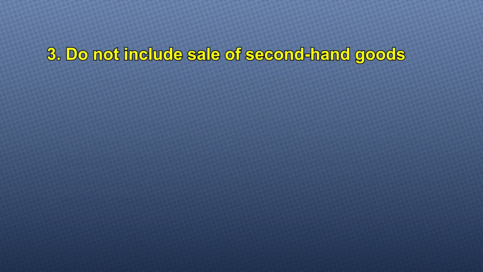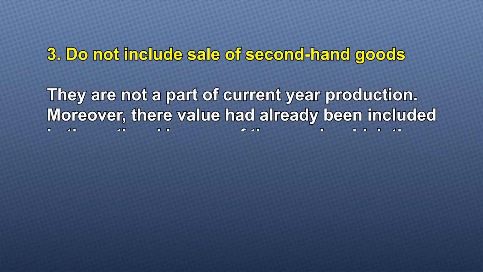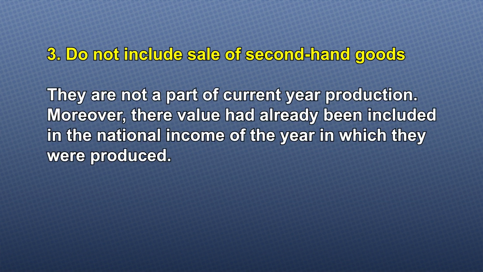Third, do not include the sale of second hand goods because they are not fresh production activities. They are not a part of current year production. Moreover, their values had already been included in the national income of the year in which they were produced.